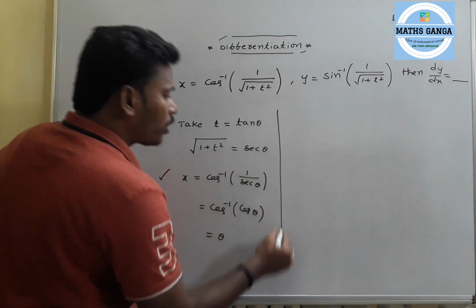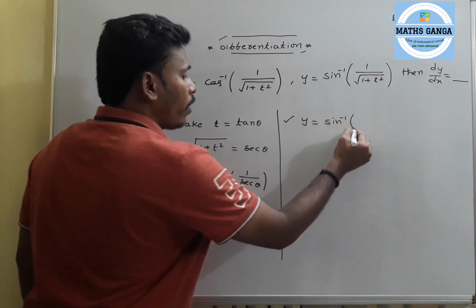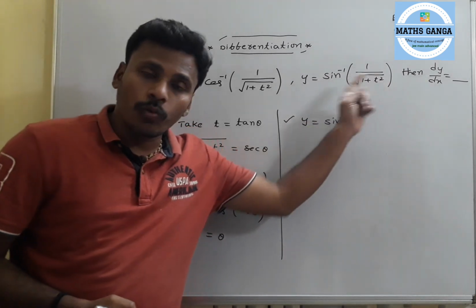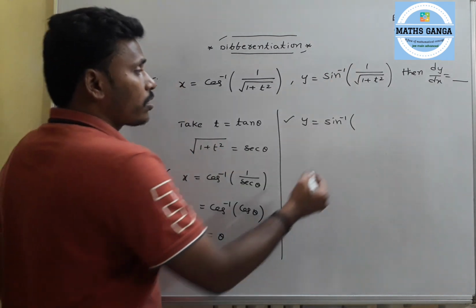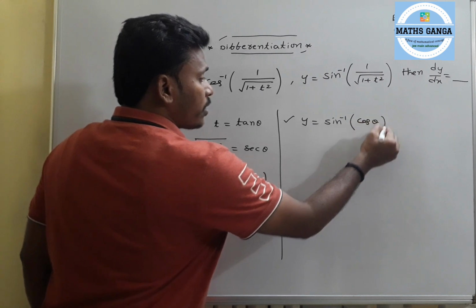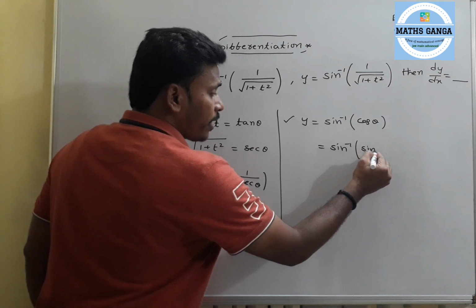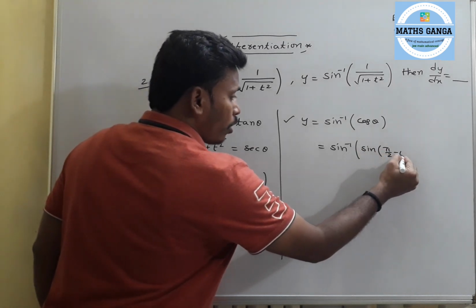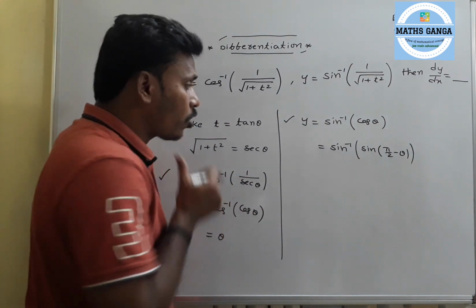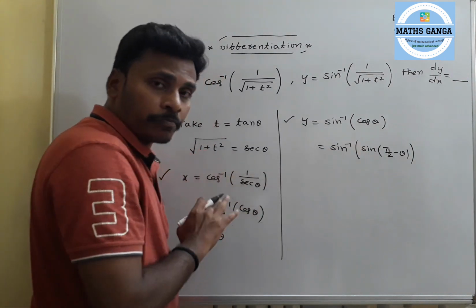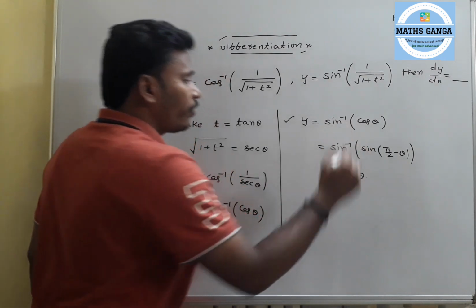Okay. Now what do you say about y? Y is equal to sin inverse of, again we have 1 by root 1 plus t square. Since root 1 plus t square is secant theta, 1 by secant theta is cos theta. Sin inverse of cos theta can be written as sin inverse of sin of pi by 2 minus theta. Is it right? Sin of 90 minus theta is cos theta. Now this sin inverse and sin get balanced. You are left with pi by 2 minus theta.